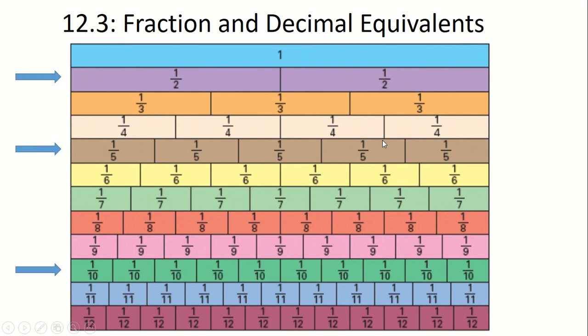Hello, grade 6. Today we're looking at section 12.3, fraction and decimal equivalence. Today we're going to be focusing primarily on the fractions that are halves, so denominator 2, fractions that are fifths, denominator 5, and fractions that are tenths, denominator 10. Our numerators, the number of pieces, can be different types, whatever we need them to be. So let's take a look for a moment.